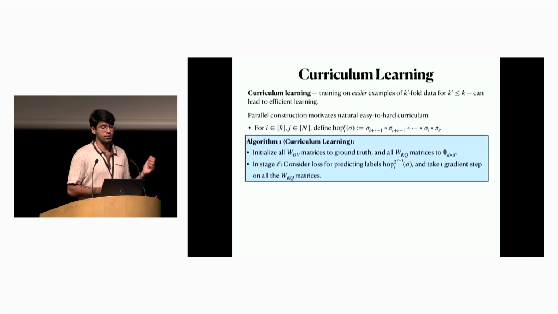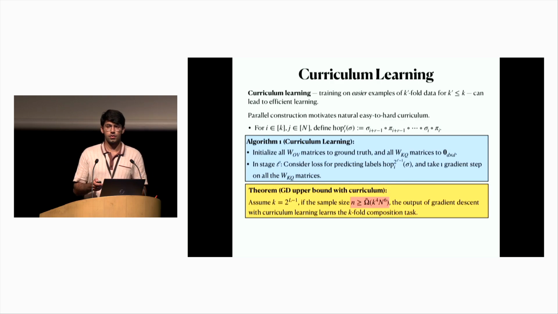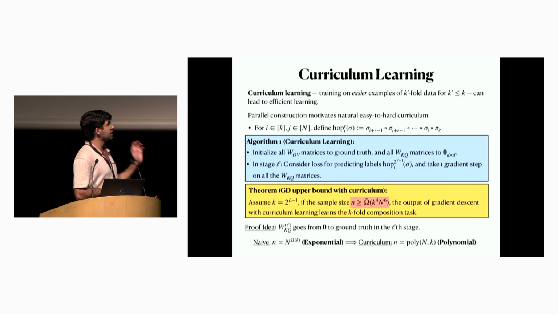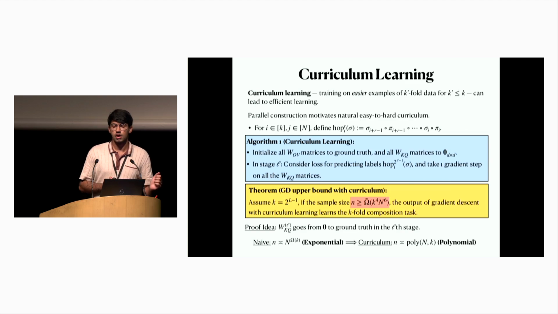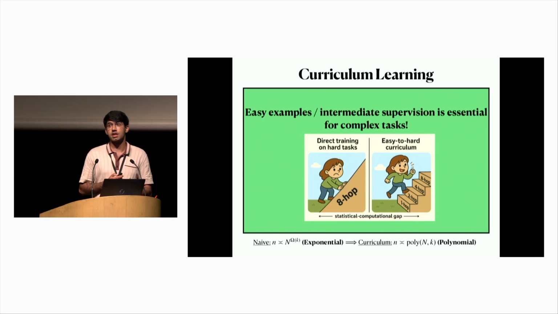So we consider the following curriculum learning algorithm, where in the Lth stage, we consider the loss with hop 2 to the L minus 1 data as labels, and take a single gradient step on all of the key query matrices. We show that this curriculum learning algorithm succeeds with sample size which is polynomial in both k and n. The takeaway here is that while naively trying to learn from the k-fold composition directly requires exponentially many samples, curriculum learning succeeds in polynomially many samples. Altogether, this shows that easy examples or intermediate supervision is essential for learning complex tasks.